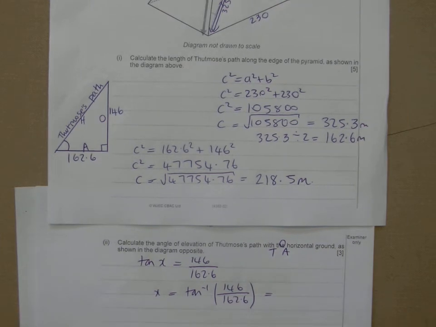So tan to the minus 1, 146 over 162.6, and we get our answer out to be 41.9 degrees.